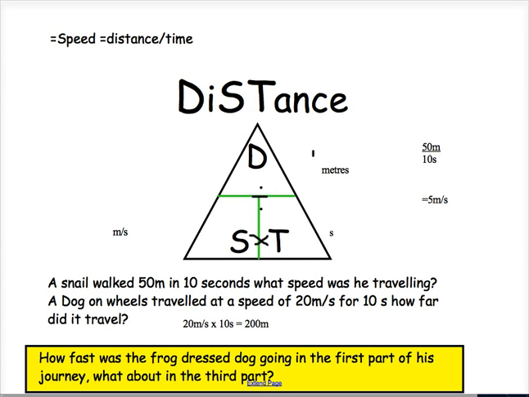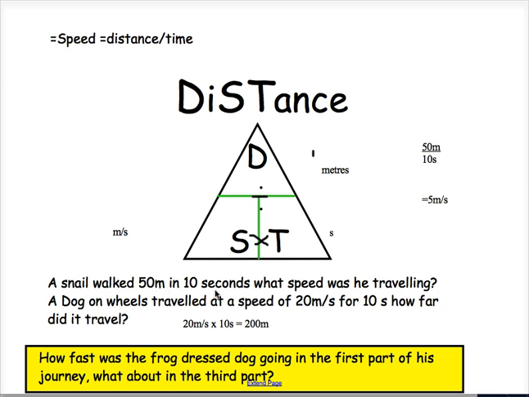So we looked at this equation here, speed equals distance over time. And there's a nice little triangle you can remember, and that's the D at the top because the D is the first letter in distance, then the S and then the T at the bottom. And we went through these two equations.